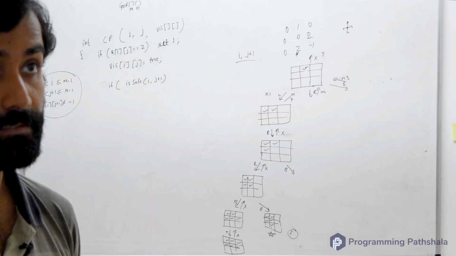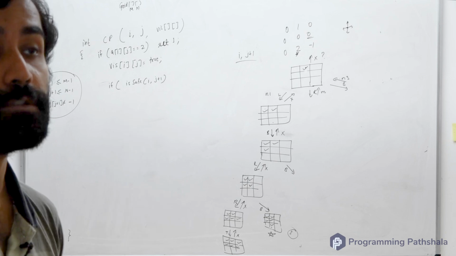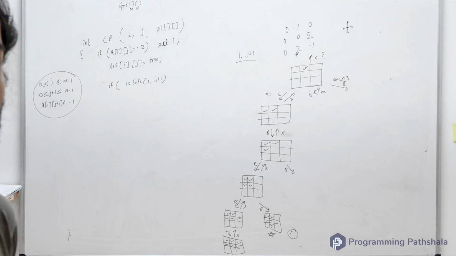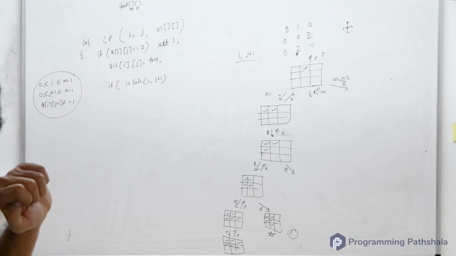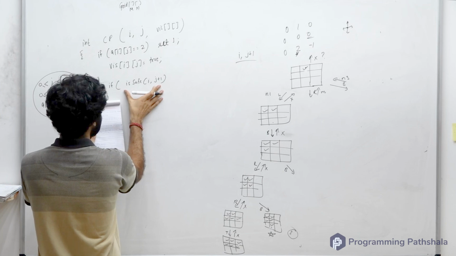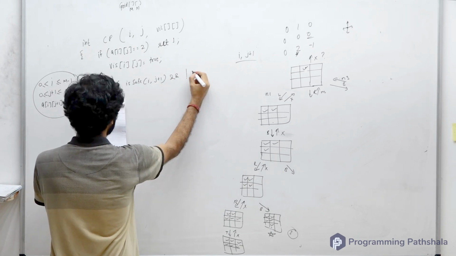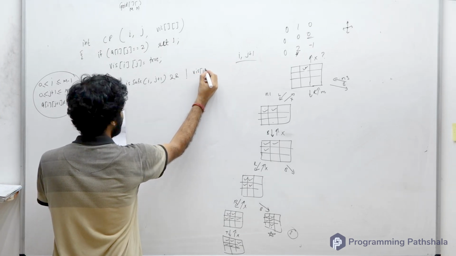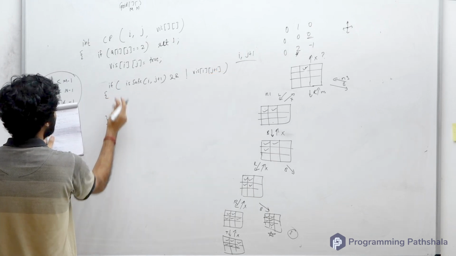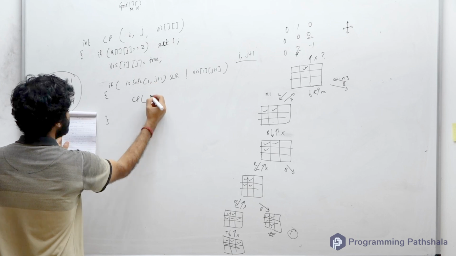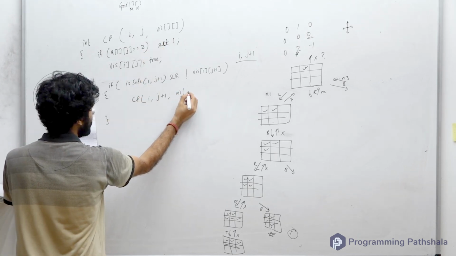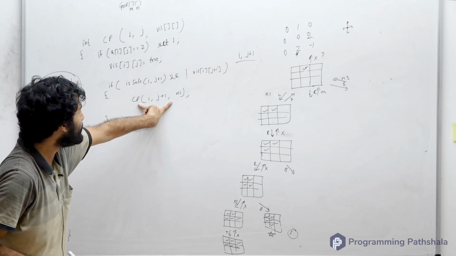Is that right to say? No. There is something else that I need to inspect. Whether it is already visited or not. And how do I check that? By checking this thing: not of visited i comma j plus 1. It simply means that I can make a recursive call in i comma j plus 1 and pass my visited matrix. Now this will return something, right?